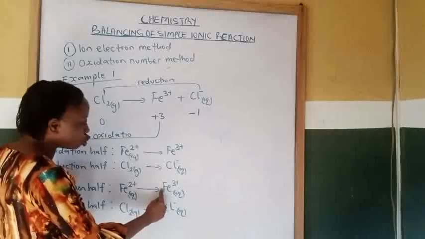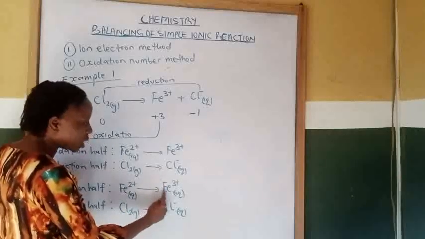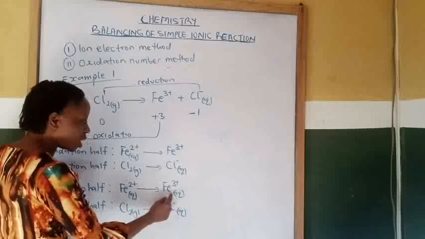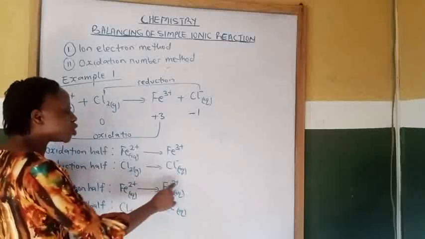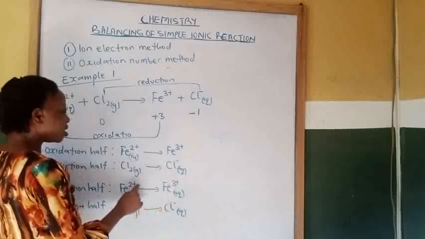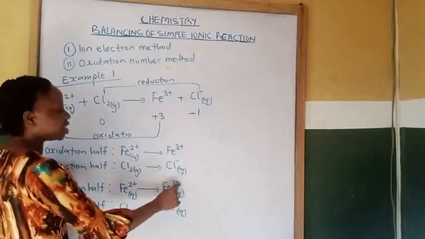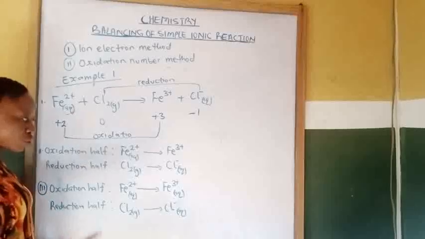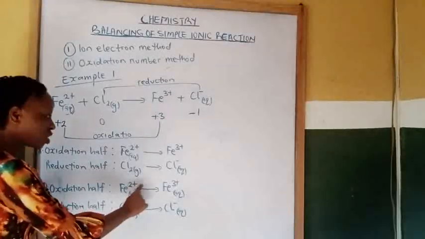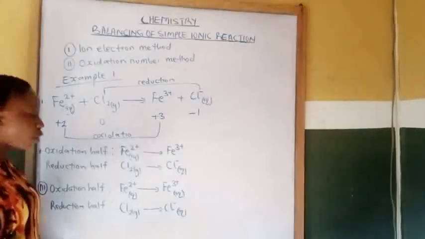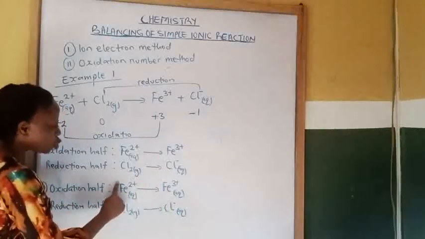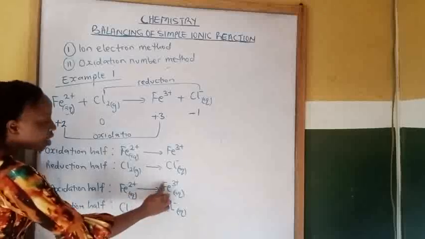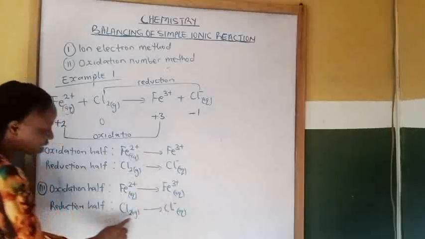Then at this side too, the coefficient is 1, and the subscript is 1. So we have just one atom of iron. We don't deal with their charges when we are counting the number of atoms. Now this one is balanced, because we have one atom of iron at this side and one atom of iron at this side.